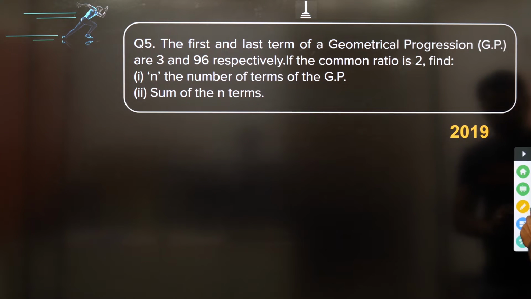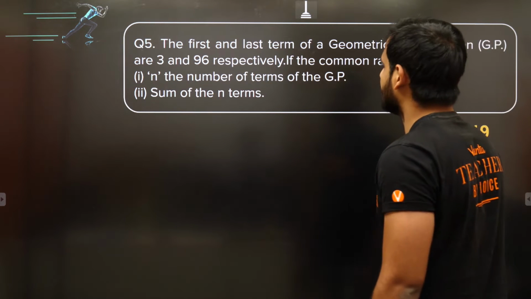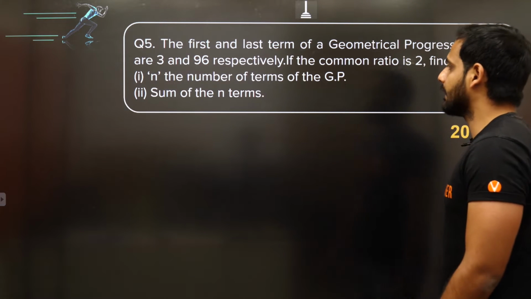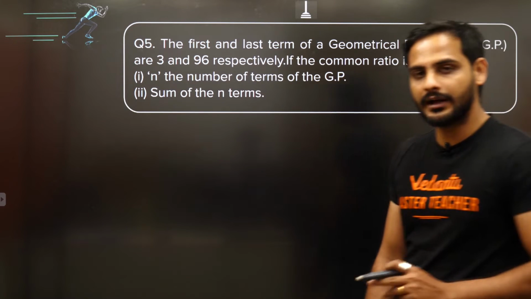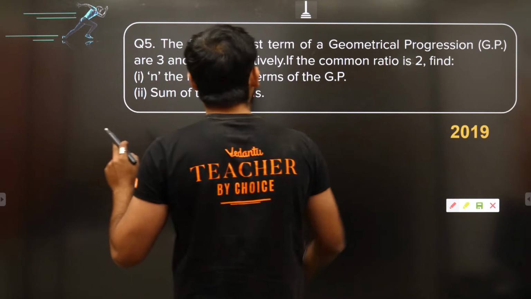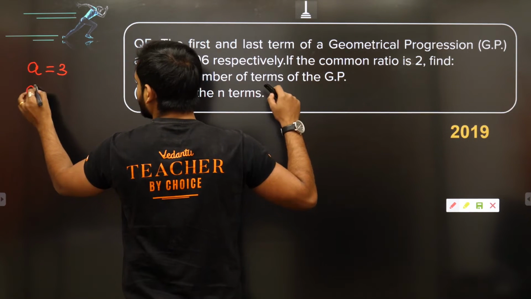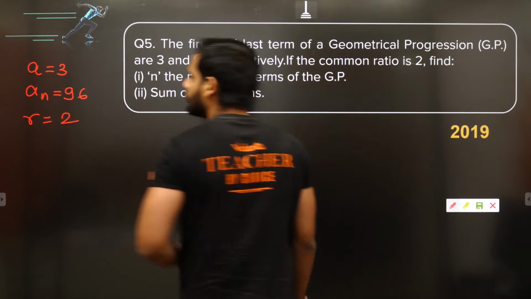The first and the last term of a geometric progression GP are 3 and 96 respectively. If the common ratio is 2, find n, the number of terms of this GP, and the sum of the n terms. So beta, now listen here. First thing they have given is that a is equal to 3, an is equal to 96 and the common ratio r is given as 2.